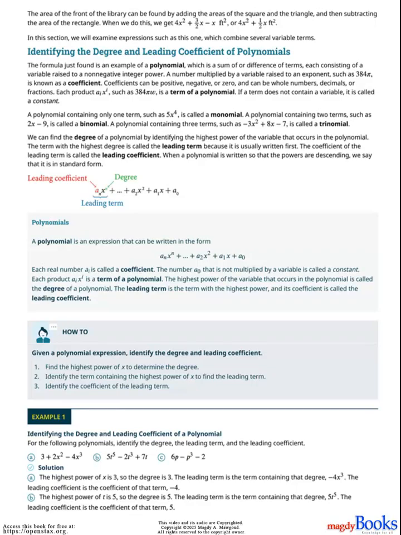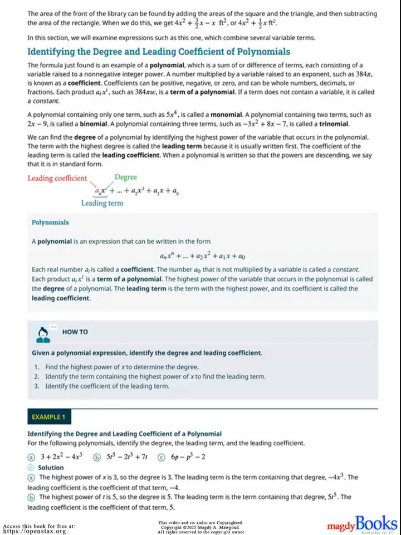1.4.1. Identifying the degree and leading coefficient of polynomials. The formula just found is an example of a polynomial, which is a sum or difference of terms, each consisting of a variable raised to a non-negative integer power. A number multiplied by a variable raised to an exponent, such as 384 pi, is known as a coefficient. Coefficients can be positive, negative, or zero, and can be whole numbers, decimals, or fractions. Each product, a sub i x to the power of i, such as 384 pi w, is a term of a polynomial. If a term does not contain a variable, it is called a constant.